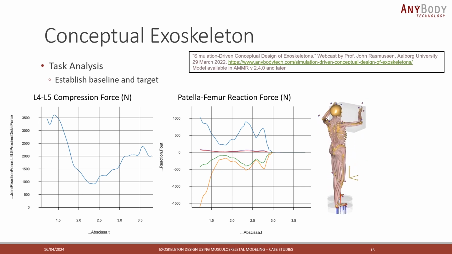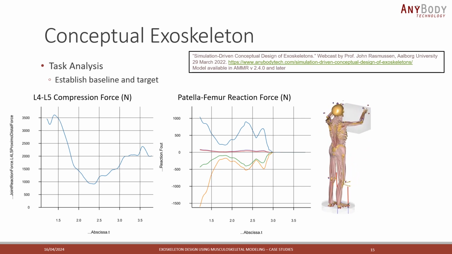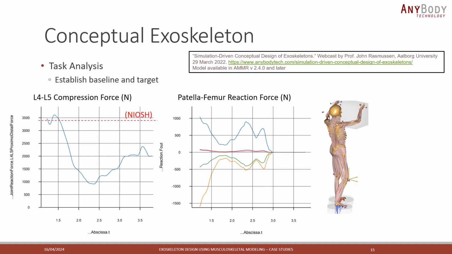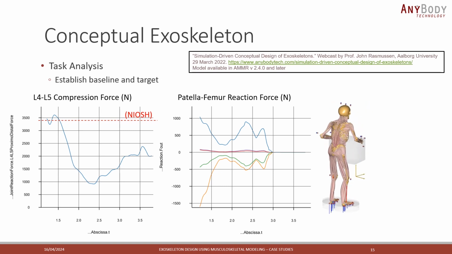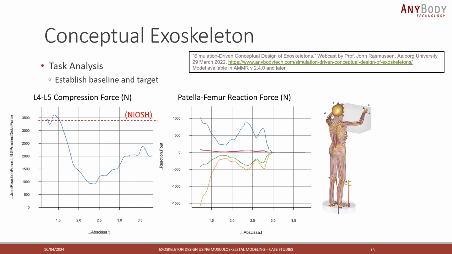In this example of lifting a box, we usually look at the lumbar loads, which are known to be a critical point or stress factor in this activity. We also know the NIOSH recommendations for the lumbar loads, that is the compression force at the lumbar level. And then you may also want to look at some other body loads such as the patellofemoral reaction force.